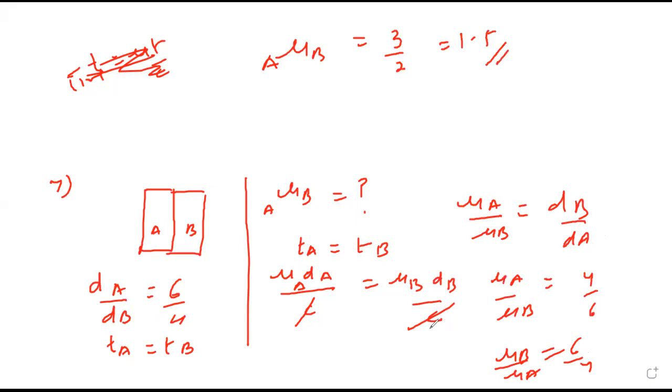Any doubt? First formula is mu into thickness upon C. It's called as time taken to travel through that thickness.